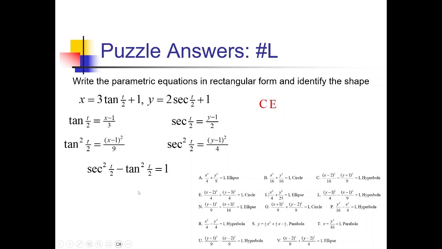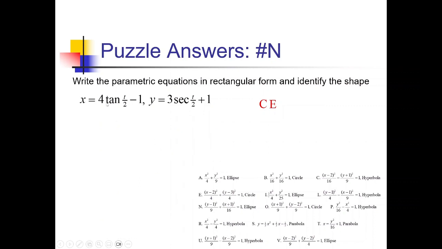So, replacing things now, this first squared term can get replaced by (y minus 1) squared over 4. This second one is getting replaced by (x minus 1) squared over 9. So we end up with this as a final rectangular form. In terms of shapes, because I have two squared variables and we have subtraction between them, that's going to be a hyperbola. Taking a look at L, we have the same equation. It's a hyperbola, so we're good to go on to the next one.